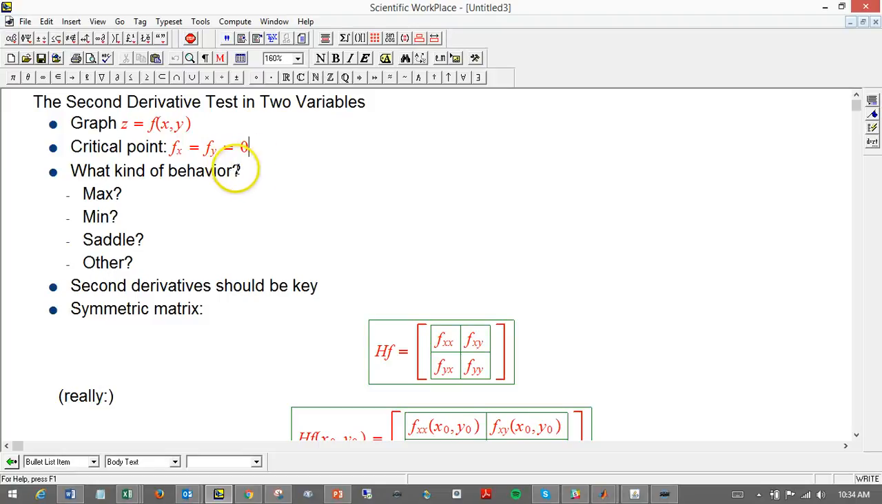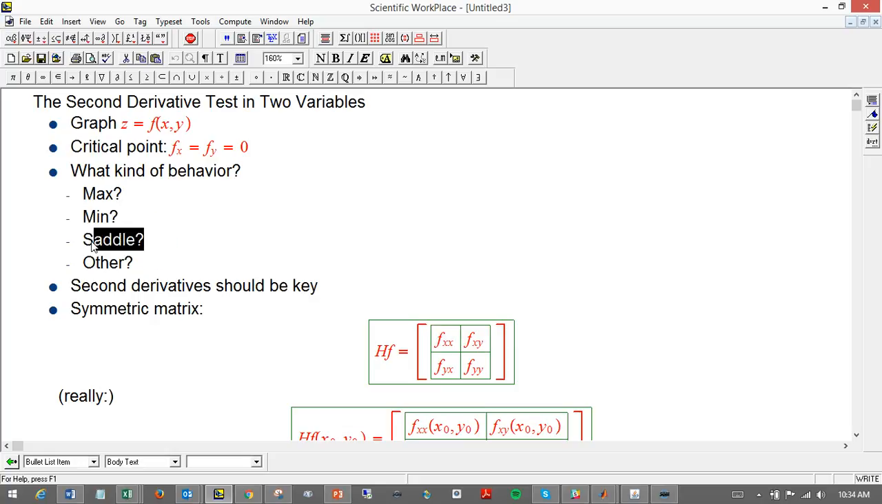Okay, so at a particular point, suppose we found a critical point, what kind of behavior do we have? Is it a local maximum? Or another word for that is a relative maximum. I usually say the word local. Is it a relative or a local minimum?